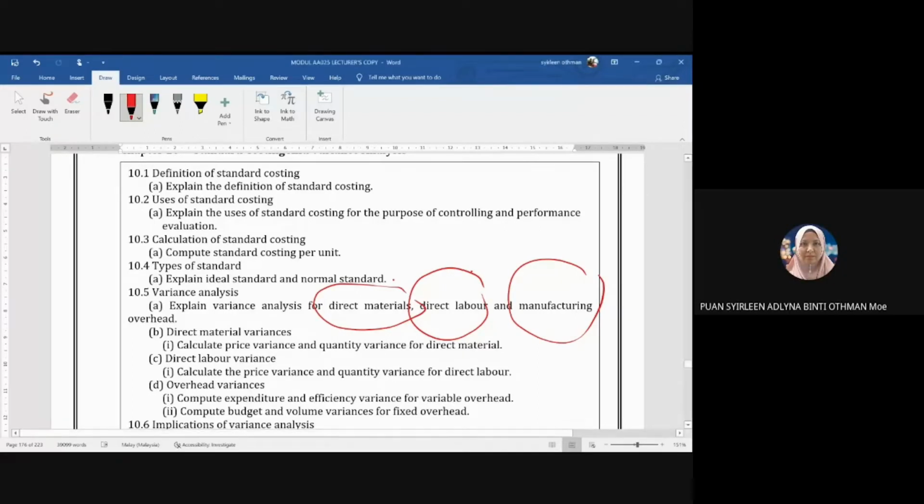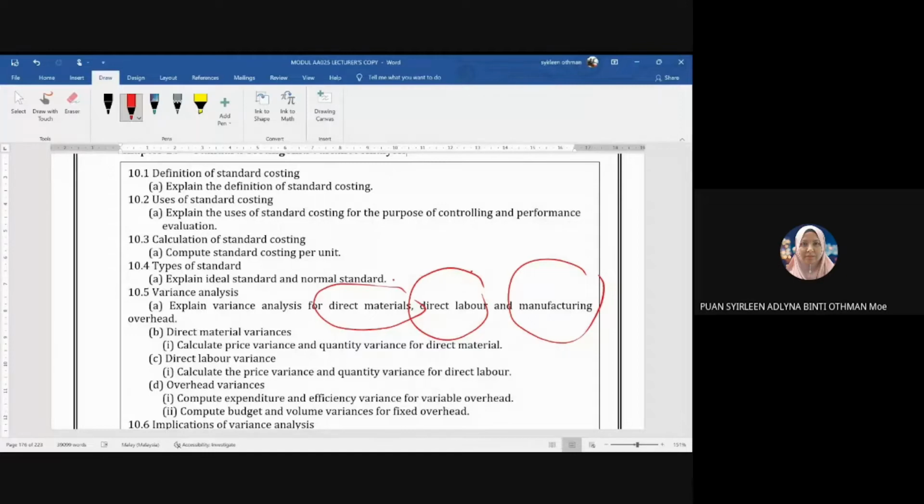Bila kita nak buat manufacturing overhead variance, you need to segregate dulu, asingkan dulu your fixed manufacturing overhead and your variable manufacturing overhead. So for the calculations in your variance analysis nanti, bila kita buat variance untuk MOH, there'll be two different variance lah, which is fixed manufacturing overhead variance and variable manufacturing overhead variance.